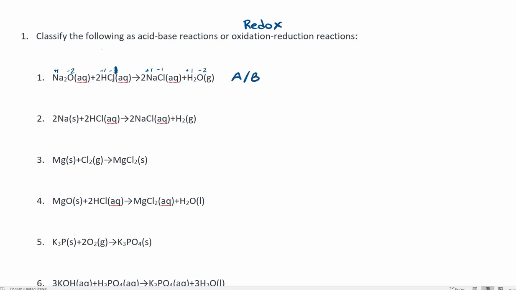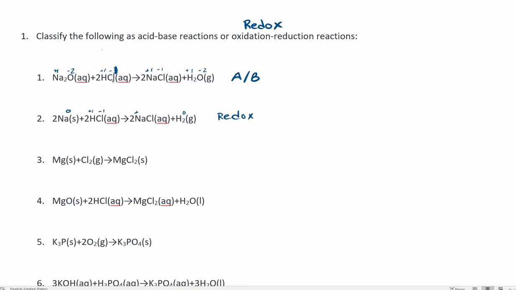Number two, this is a single replacement reaction. Number one was a double replacement reaction, but number two is a single displacement or replacement reaction. And this time we do have a redox reaction. This is oxidation-reduction. So the oxidation state of sodium in its elemental state is 0, as is hydrogen. Here the hydrogen is +1, so it goes from a +1 to a 0.